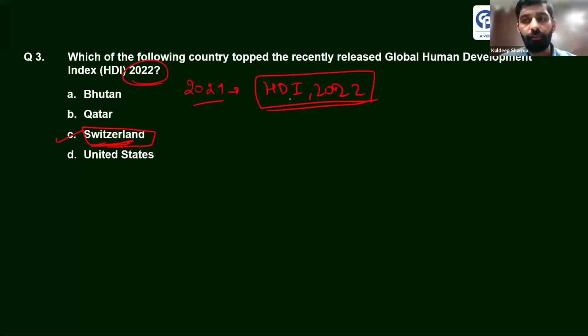Because the data comes from all the countries, then they do an analysis of it, then they make a list out of it. It takes a lot of time. So the latest data, which has just come out yesterday in the year 2024, is for the year 2022. Also remember that India's rank, the first question, India's rank 134th is for the year 2022.